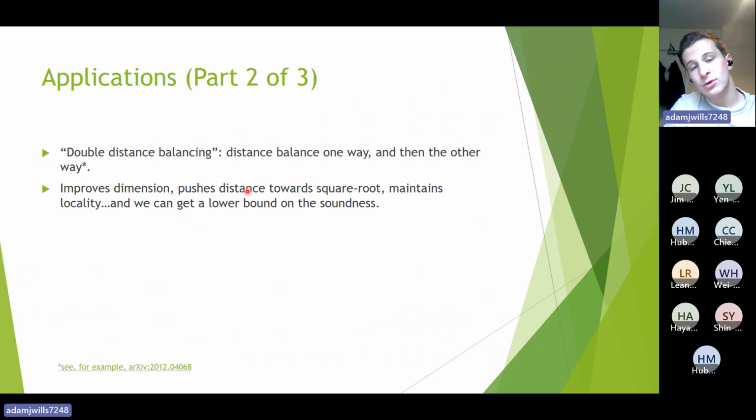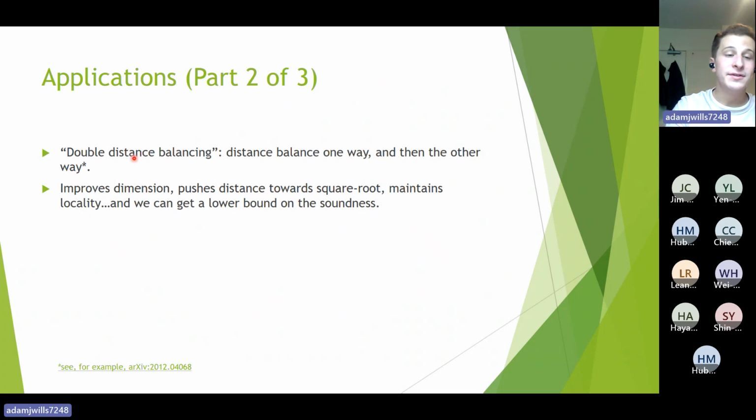This process will also cause the distance to tend towards a square root. If it starts above, below, or at a square root, it will go towards a square root. The locality will be maintained. In some niche cases, the locality might improve, but we would normally just say the locality is maintained. And now we have a lower bound on the soundness under this double distance balancing procedure.